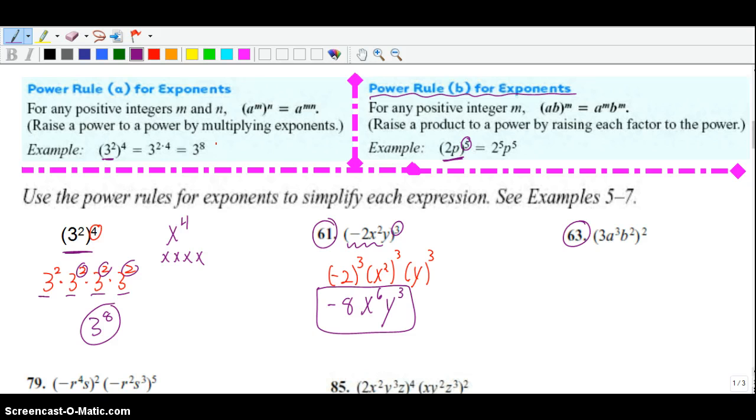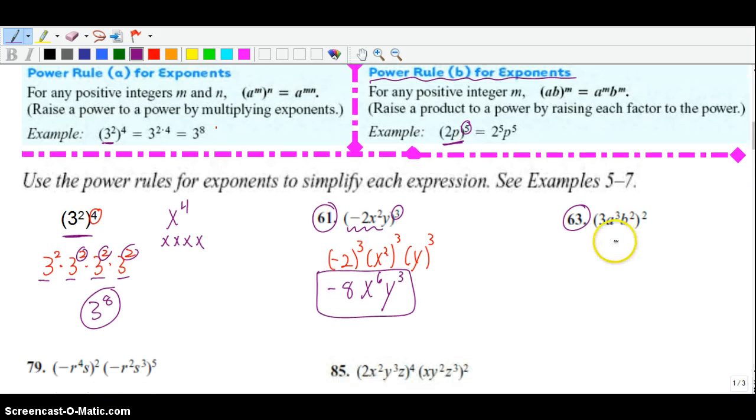All right, let's look at 63. It's a very similar problem, actually. So once again, each value needs to get squared, and I'm going to do it individually. If you get pretty good at these and you want to do it in your head, not really a big deal. So 3 squared is 9, 3 times 3. Okay, this should become a to the 6th and b to the 4th. There we go. Not too bad.